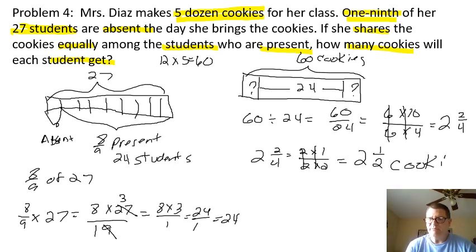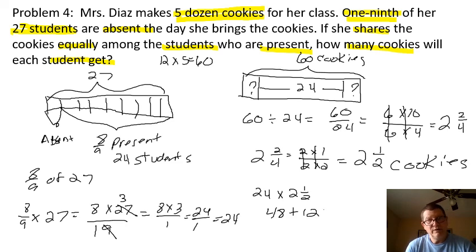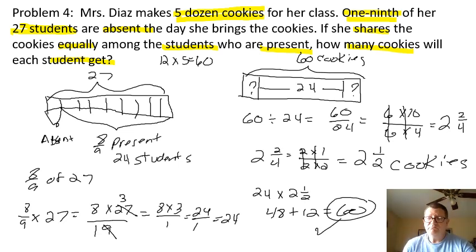Now let's see, I want to double check that because we did multiple steps there. So we know we had 24 students. And I'm going to multiply that by 2 1/2 cookies each. Well, I know 2 times 24 is going to give me 48, and half of 24 is going to give me 12, which equals 60 cookies. It checks.